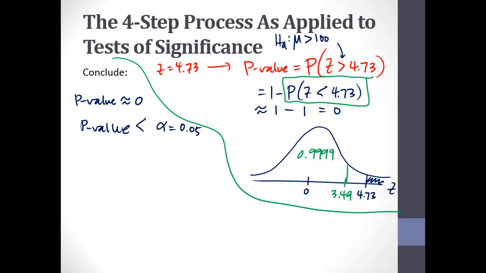Absolutely, reject. Remember, when the p-value is less than alpha, we're going to reject. We're going to reject the null hypothesis. So that's our decision. We've decided to reject the null hypothesis because our p-value was less than 0.05.